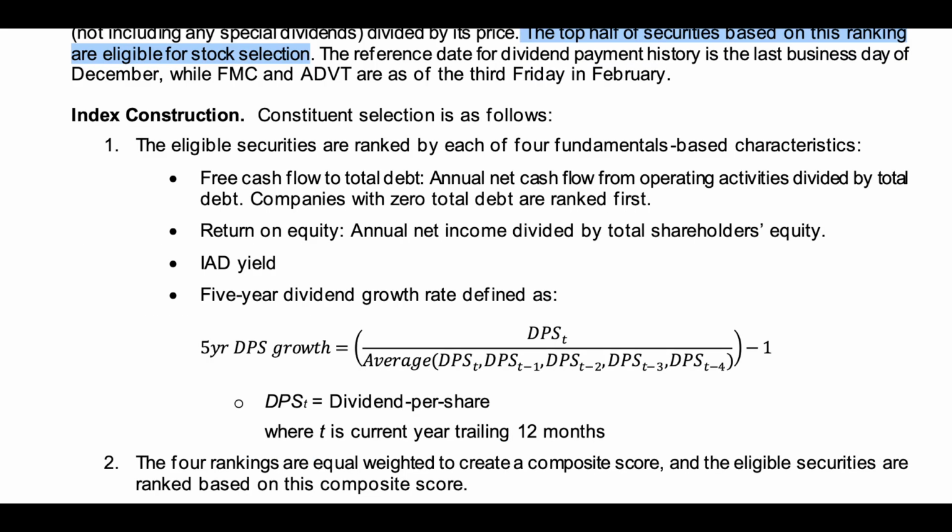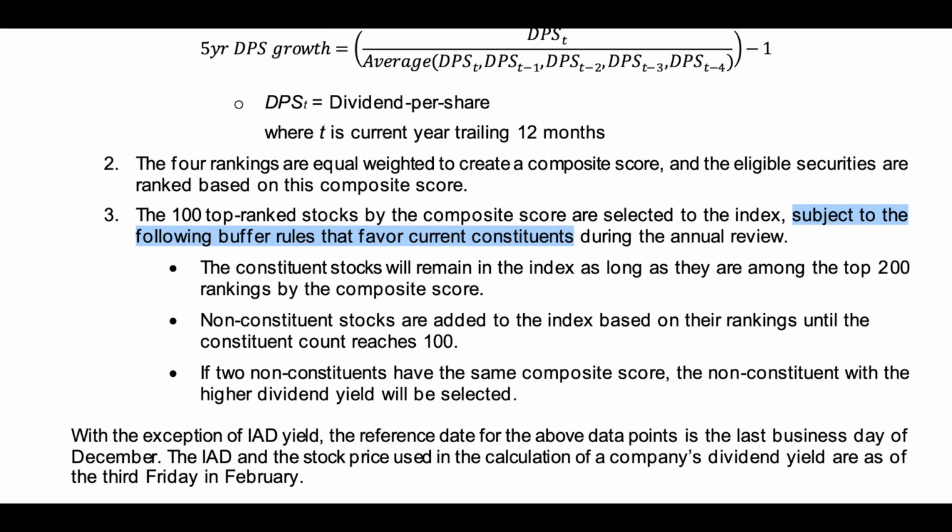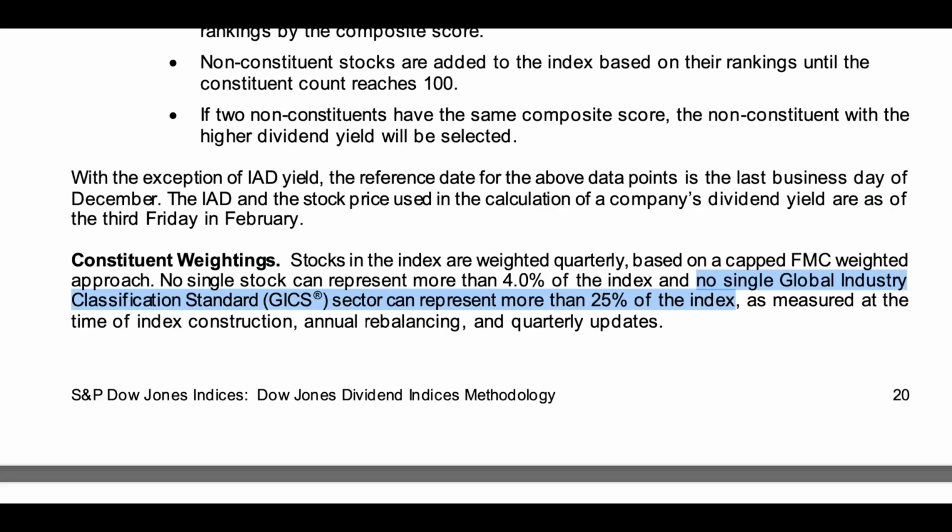And the final constituent selection process is based on how well the remaining stocks rank across 4 fundamental characteristics: the free cash flow to total debt ratio, the return on equity, the forward dividend yield, and the 5-year dividend growth rate. The process identifies the 100 best dividend stocks the index will hold for the next 12 months. There are a few more rules that allow prior constituent stocks to remain in the index, and some sector exposure limits that come into play.